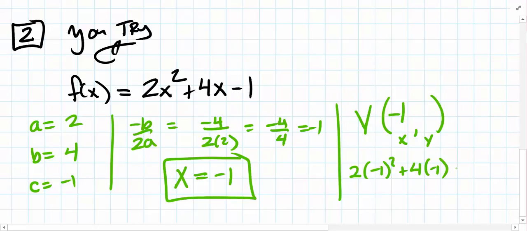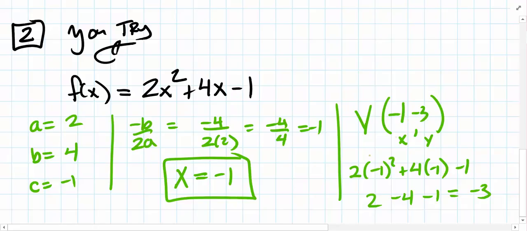-1 squared is how much? 1 times 2, this is worth 2. This is 2 minus 4 minus 1. How much is all that worth? -3. Okay, so if we did this correctly, we think the line of symmetry is x equals -1, and the vertex is at -1, -3.